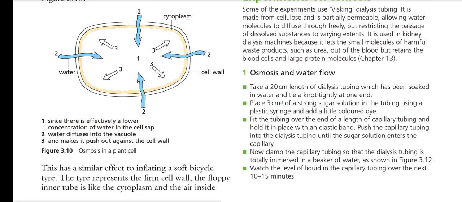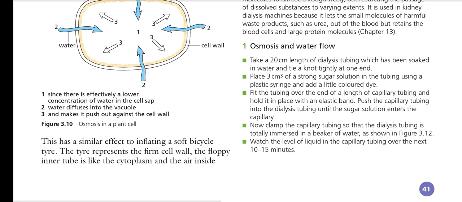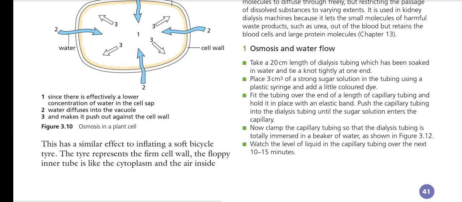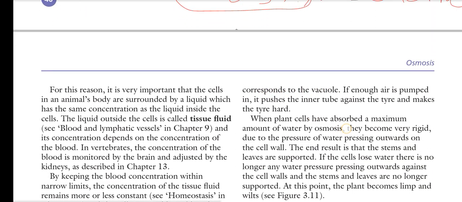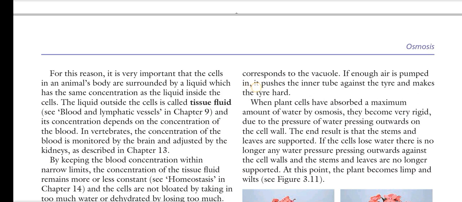Since there is effectively a lower concentration of water in the cell sap, water diffuses into the vacuole and pushes out against the cell wall. We can say there is increased pressure inside the cell. This has a similar effect to inflating a soft bicycle tire. The tire represents the firm cell wall, the floppy inner tube is like the cytoplasm, and the air inside corresponds to the vacuole. If enough air is pumped in, it pushes the inner tube against the tire and makes the tire hard.